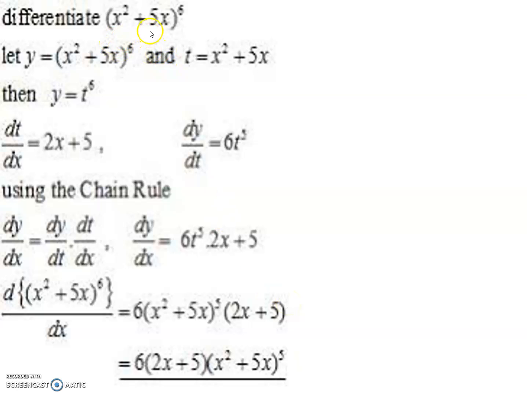Differentiate again x square plus 5x raised to 6. Let y is equal to x square plus 5x raised to 6. We take t is equal to x square plus 5x, so y is equal to t raised to 6. We have to know that the derivative of t raised to 6 is 6t raised to 5, and the derivative of t, x square plus 5x, is 2x for x square and 5 for 5x. We are using the chain rule. Dy by dx is equal to dy by dt into dt by dx. That's why dy by dx is 6t raised to 5 into 2.